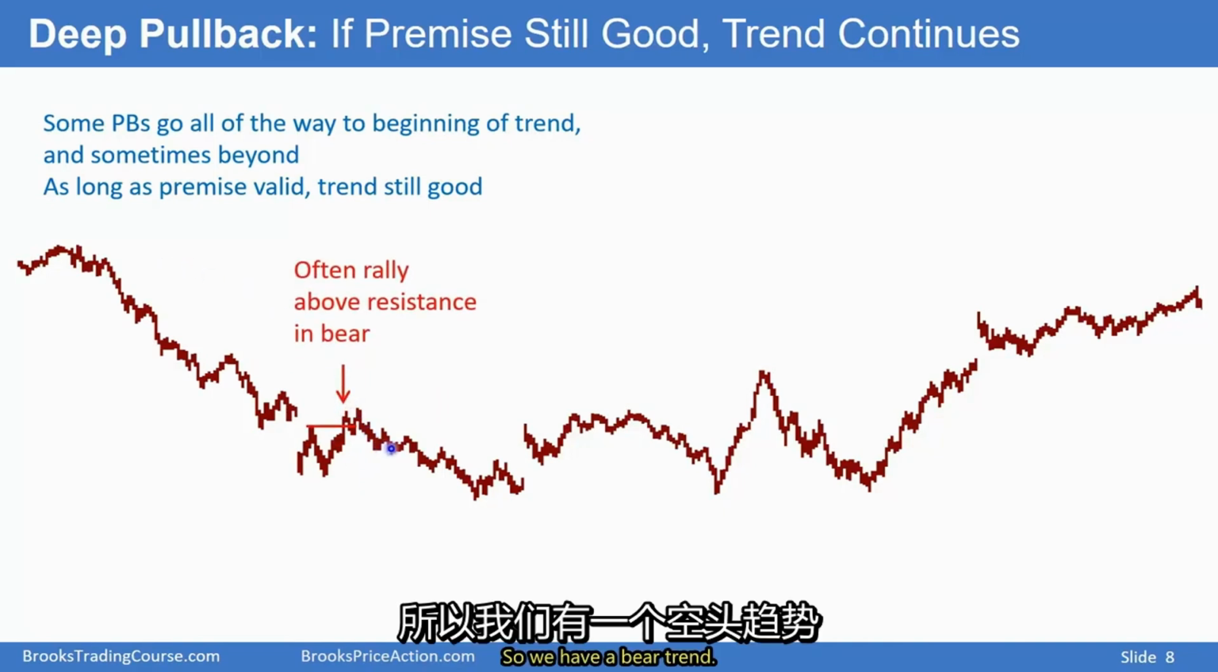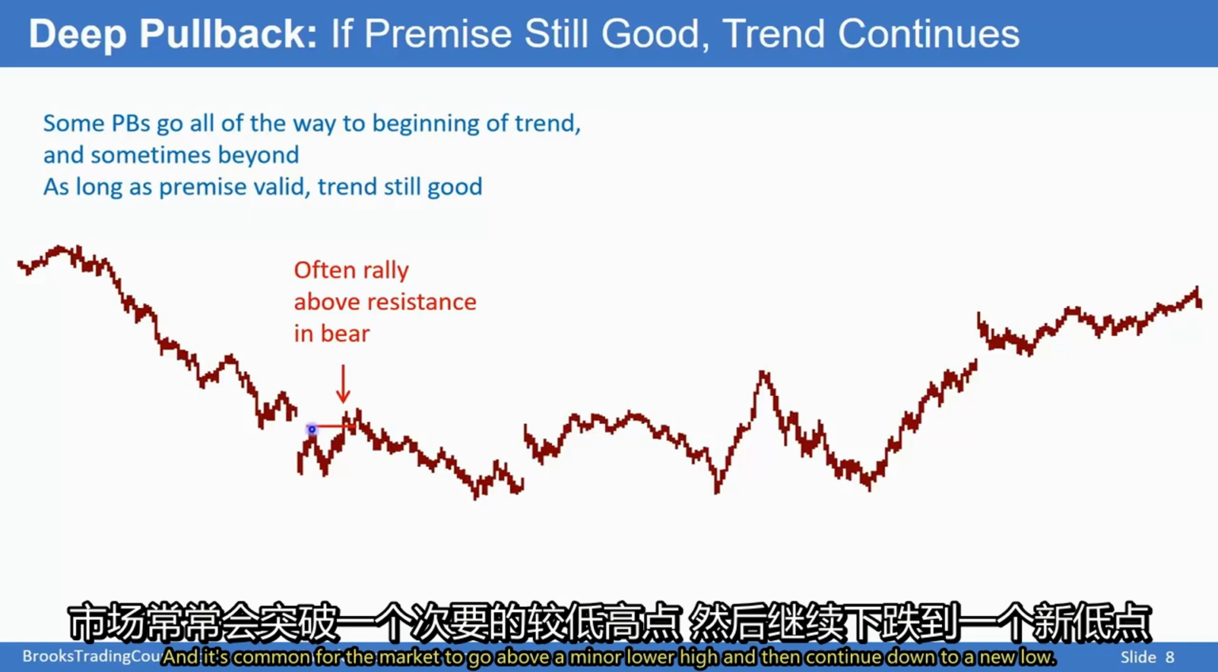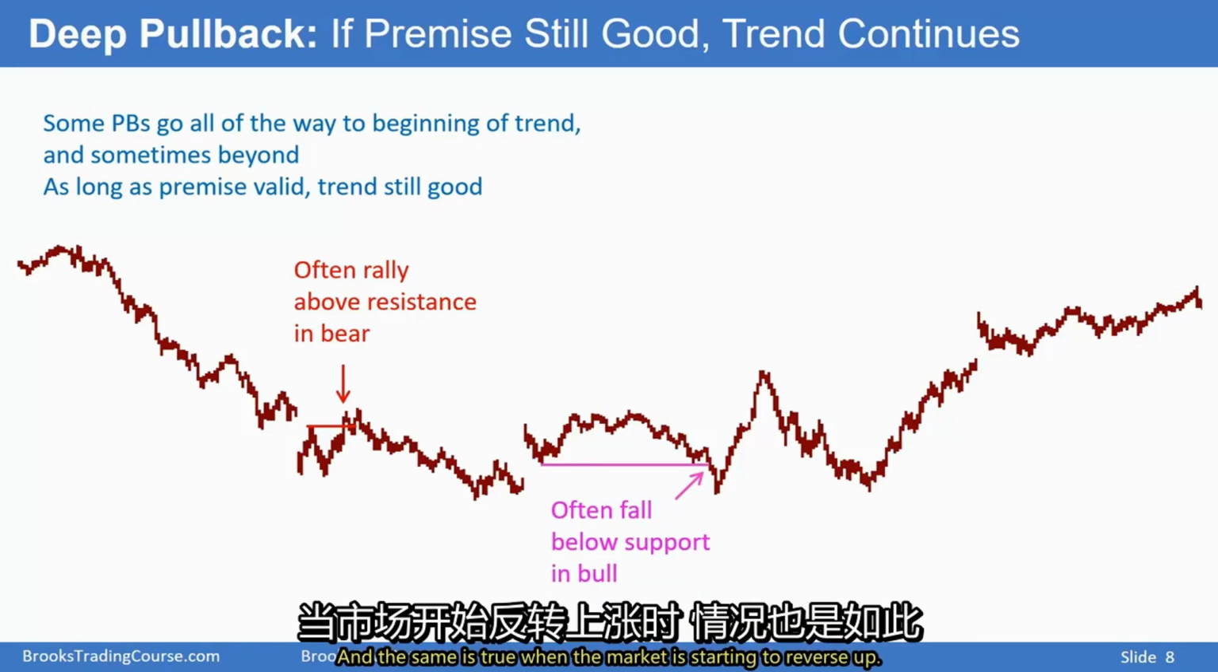So we have a bear trend, and every lower high is resistance. Some lower highs are minor, and they're just part of a trading range, and it's common for the market to go above a minor lower high and then continue down to a new low. And the same is true when the market is starting to reverse up.